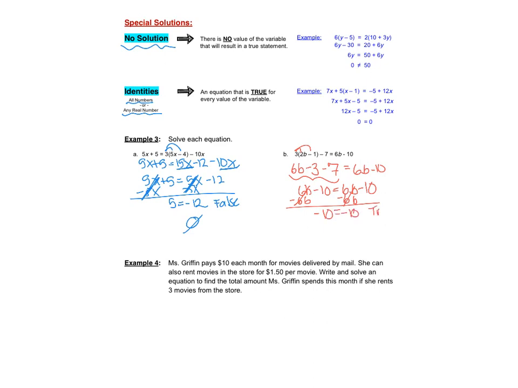Since this is true, my answer will be all real numbers. So you can write that out, or there's a symbol for real numbers, an R with the extra line.